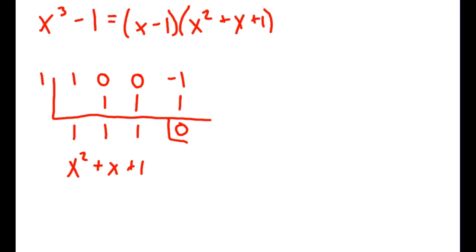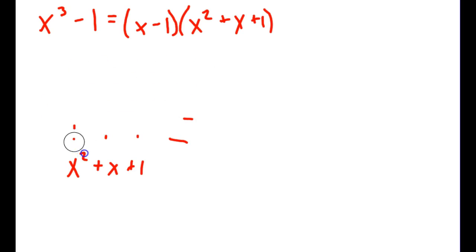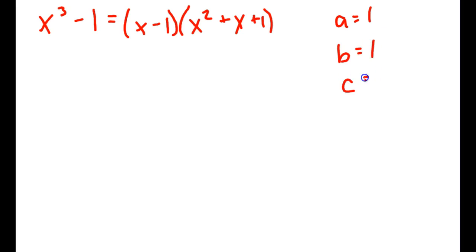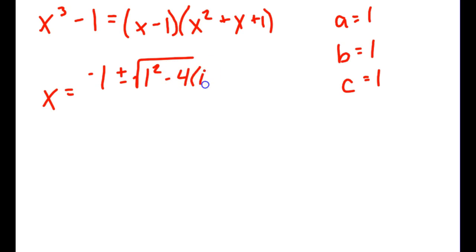Now we want to take that quadratic, x squared plus x plus 1, and we want to find the solutions to that. Easiest thing to use in this case is probably going to be the quadratic formula. Our a value is 1, the b value is 1, and the c value is 1. Alright? X is equal to the opposite of b, so negative 1 plus or minus the square root of 1 squared minus 4 times 1 times 1, all divided by 2 times 1.